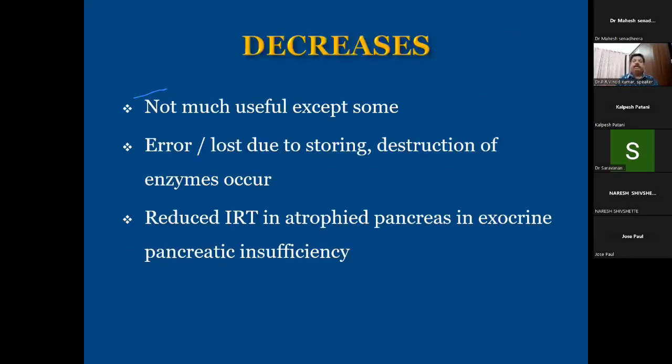And decreases. Decrease is not much useful. It can be an error. Suppose today you are taking some blood, clotted blood. You are keeping it inside the refrigerator for 3 days. And after 3 days, you are taking it for estimation of SGPT, SGOT, etc. What will happen? The enzyme level will be very low. Why? Because enzymatic degradation occurs. Whether it is refrigerator or not, it may withstand up to 6 or 7 hours only. Beyond that, it cannot withstand. All these are proteins. Denaturation occurs.